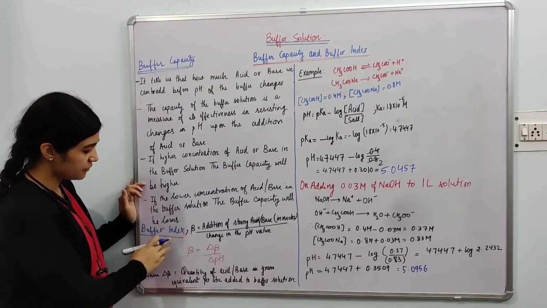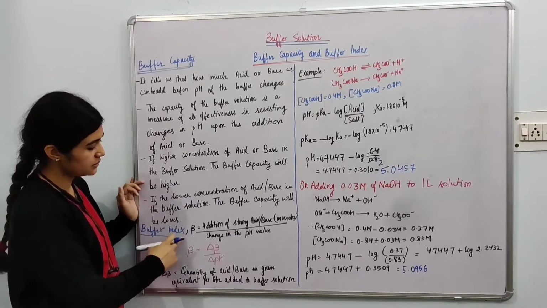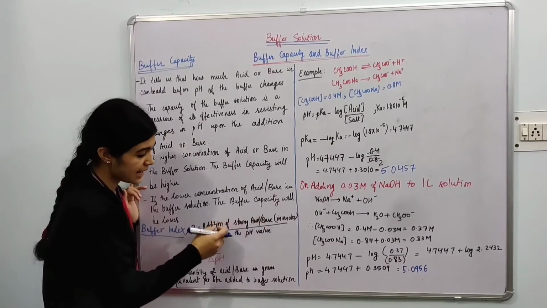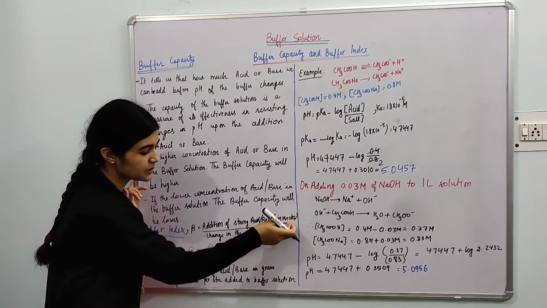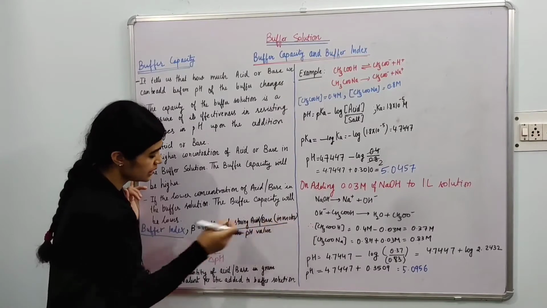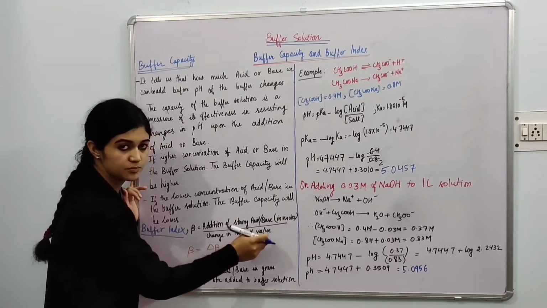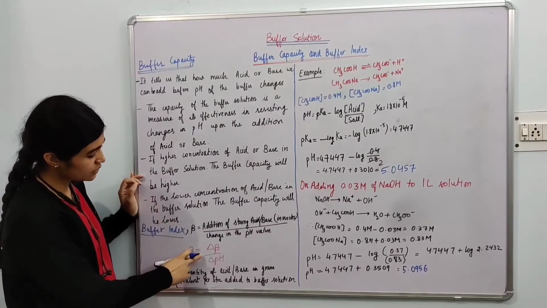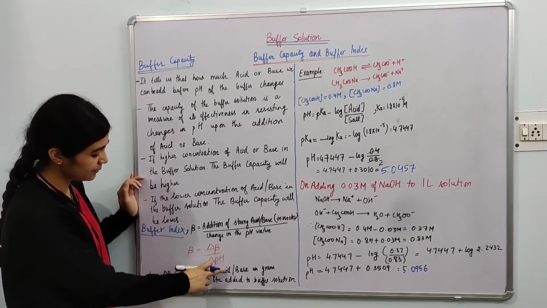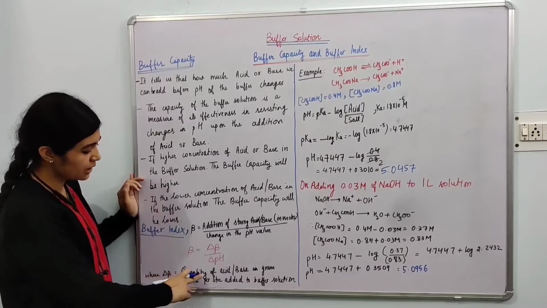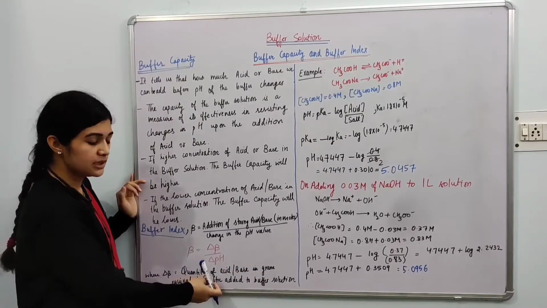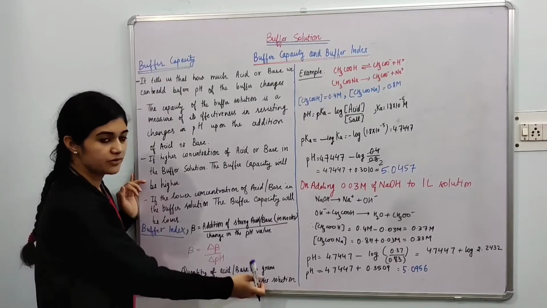So beta is the buffer index, and it is the ratio of the amount of strong acid or base added, expressed in number of moles, divided by the change in pH value of that buffer solution. So beta is equal to delta B divided by delta pH, where delta B is the quantity of acid or base in gram equivalents per liter added to the buffer solution.